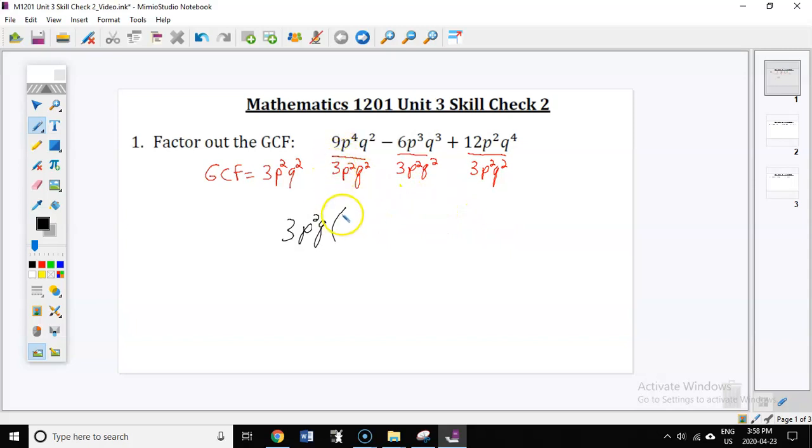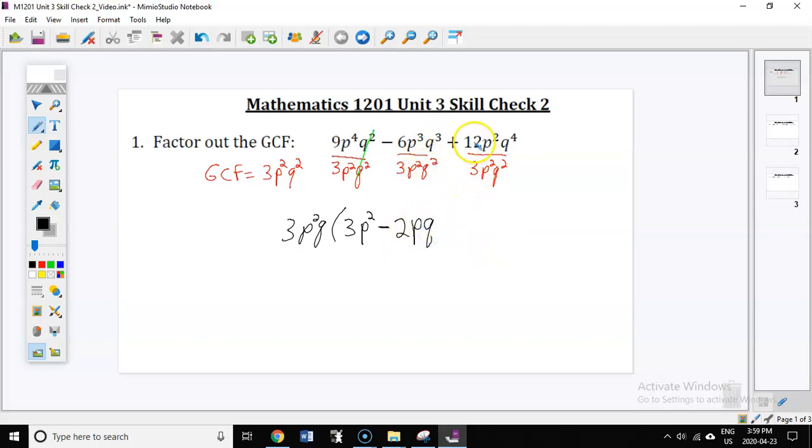9 divided by 3 would give me 3. P4 divided by p squared would leave me with p squared. Q squared divided by q squared gives me 1, but sometimes you just say that cancels out, so we don't need it anymore. But it's 1 technically. Minus 6 divided by 3 is 2. P cubed divided by p squared is p. Q cubed divided by q squared is q.